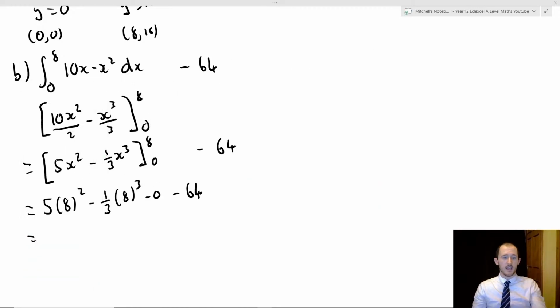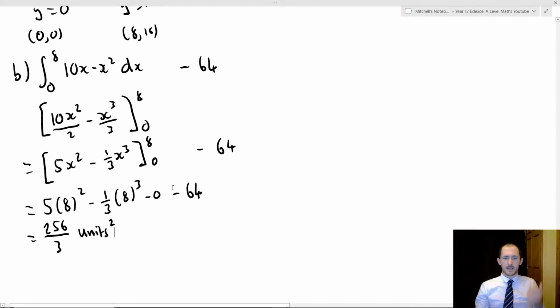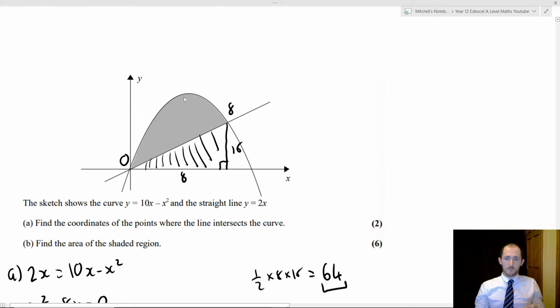256 over 3. Again, leave our answer as a fraction. Technically, we don't have any units, so you don't have to write anything, but if you want to be really meticulous, you can write unit squared. And again, it's positive because it's above the x-axis. Everything below the x-axis would be negative.